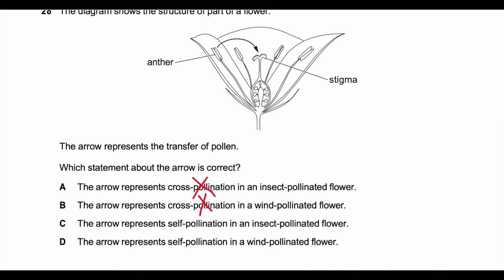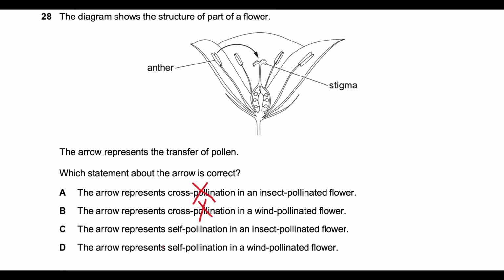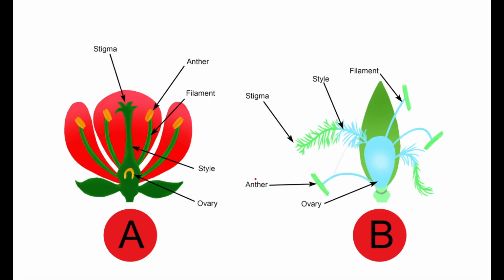Now, we still have C and D. The difference between C and D, as we can see, is that one they call an insect-pollinated flower, and one we call a wind-pollinated flower. You should know the difference. But let me show you the figure that represents these two types of flowers and come back here to answer the question. See guys, flower A represents an insect-pollinated flower and flower B represents a wind-pollinated flower.